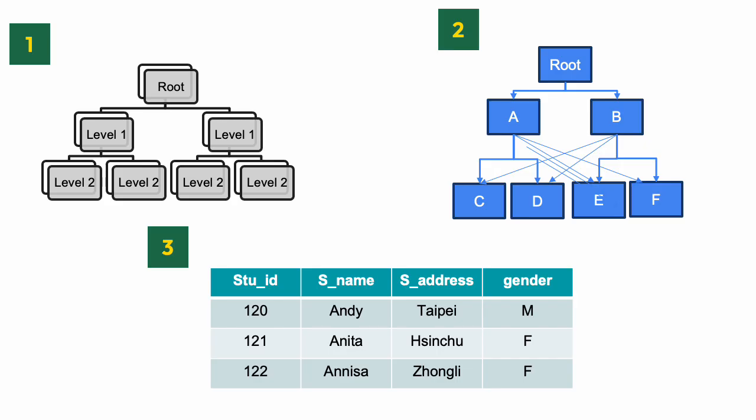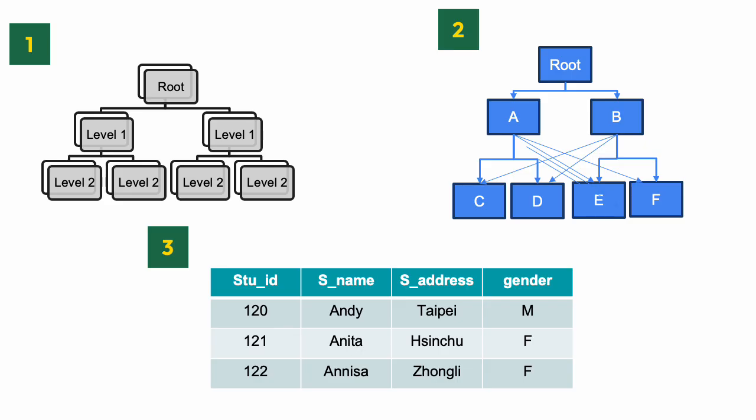So based on the previous description, please identify the following data models. We have three types as explained in the previous slides: the hierarchical data model, network data model, and relational data model. So which one do you think is the hierarchical data model? And which one is the network data model? And which one is the relational data model? Which one?